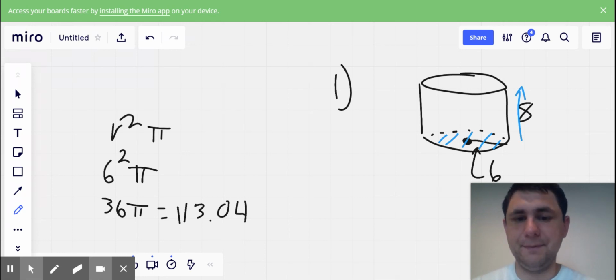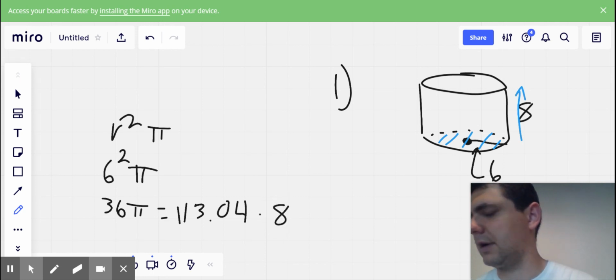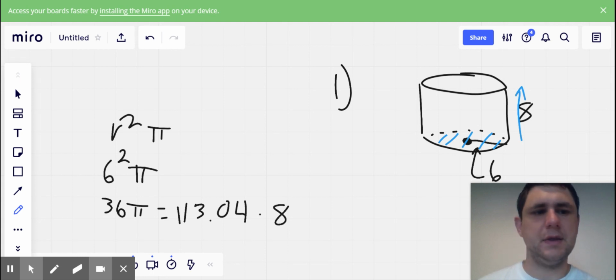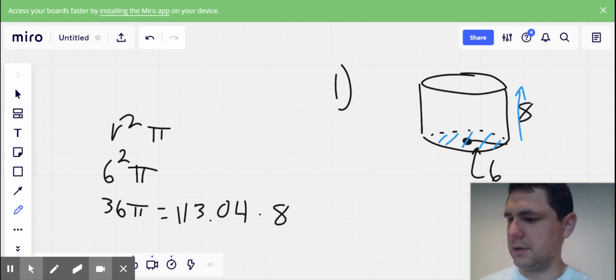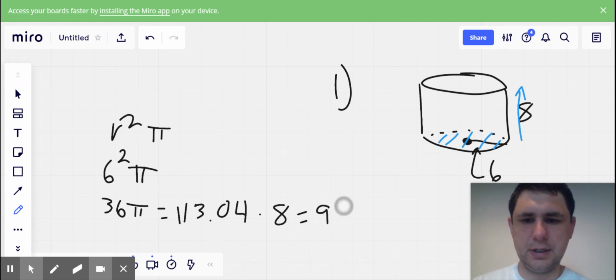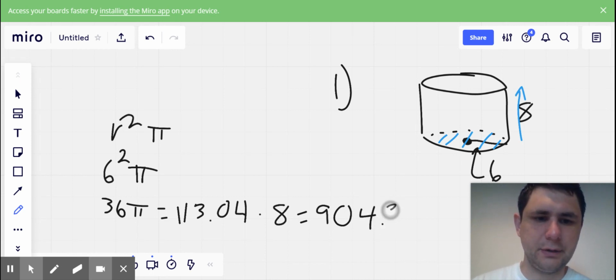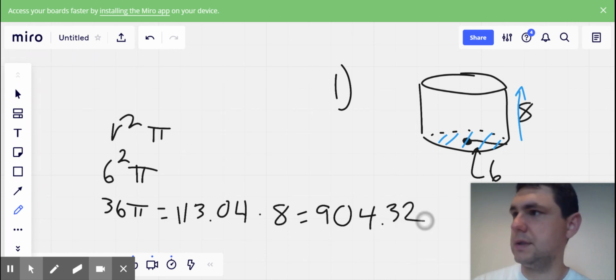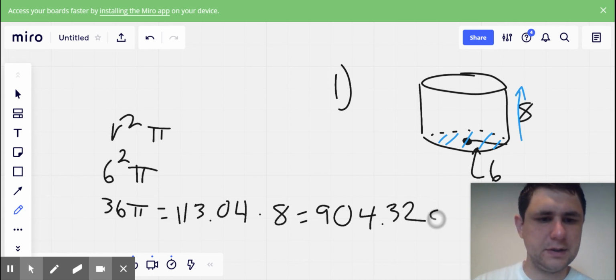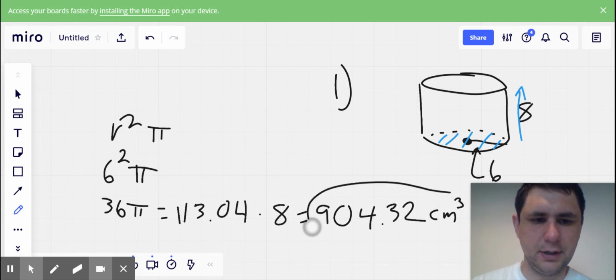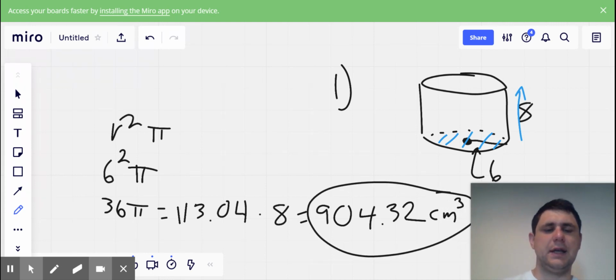Then we're going to take that and multiply it by the height of the cylinder, how far up that circle stretches. So that's going to be 113.04 times 8, which is 904.32, and then cubic centimeters. Remember to keep that label on there. Okay, so that is the answer to our first problem.